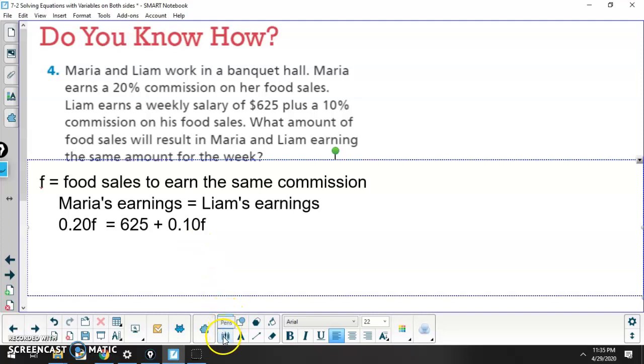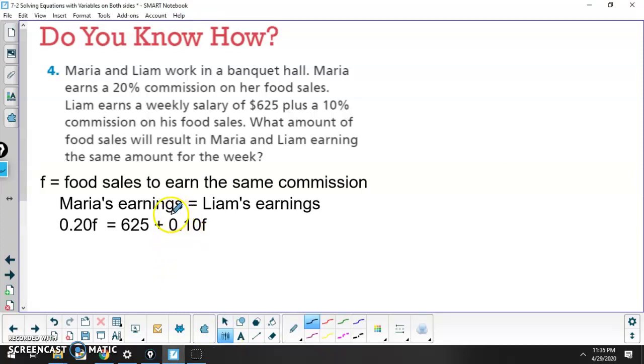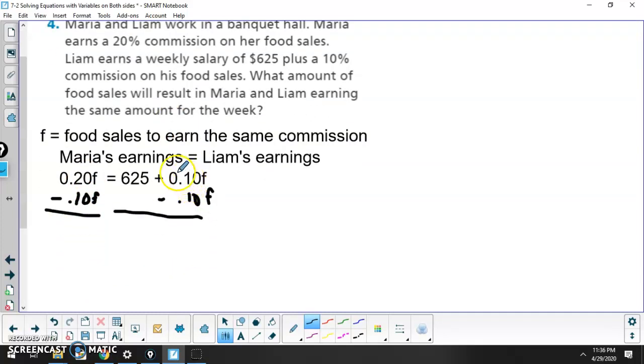Now to solve this one, you need to get your variables on one side of the equation. It makes the most sense to move the variable term 0.10F, or 10%, from the right side to the left side. Why, you might be wondering? Well, if I were to move the other term, I'd be left with 0 on the left side, and then I'd have a two-step equation. But by doing it this way, I'm going to simply have a one-step equation.